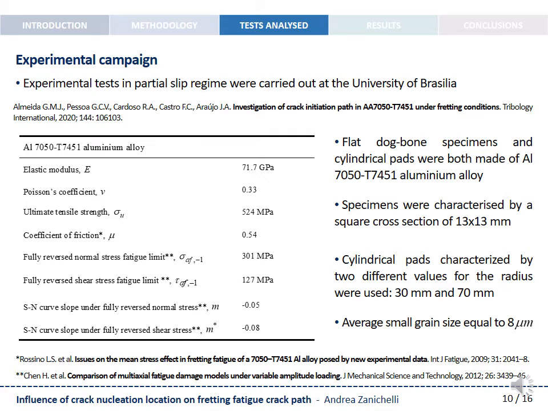Now let me go on to the experimental campaign available in the literature and here analyzed. Experimental tests in partial slip regime were carried out at the University of Brasilia. More precisely, flat dog bone specimens and cylindrical pads, both made of 7050 T7451 aluminum alloy, were used in order to carry out the fretting tests. Both mechanical and fatigue properties of the material are listed in the table shown here, and moreover the average size of the small grains was measured equal to 8 microns.